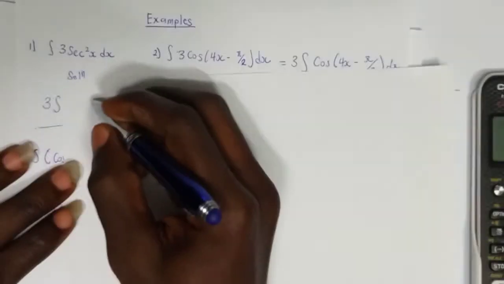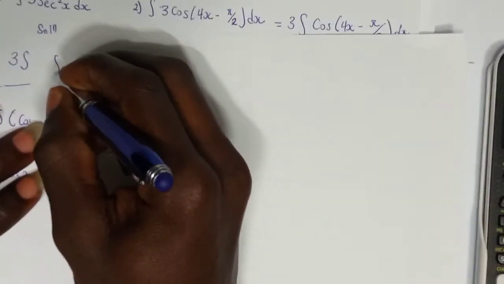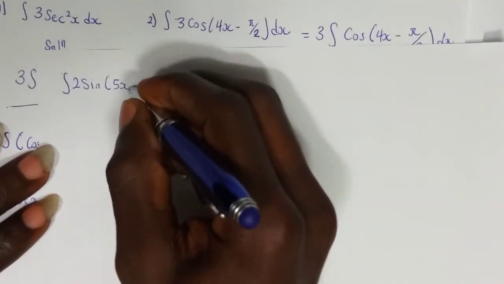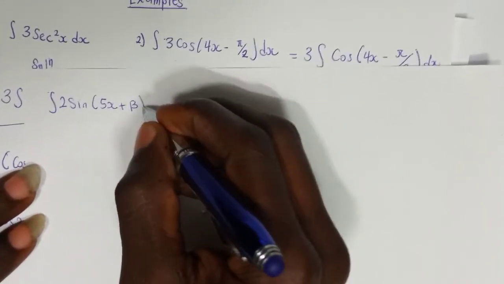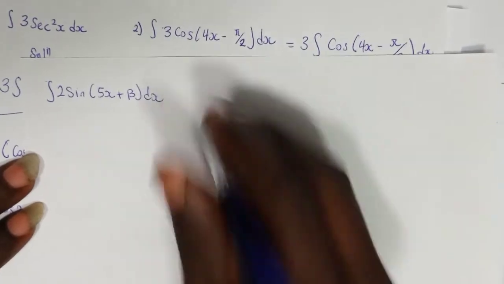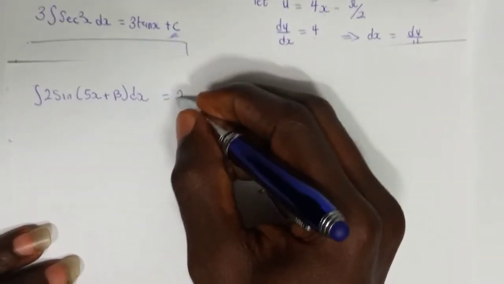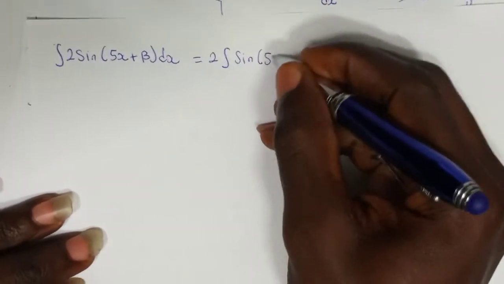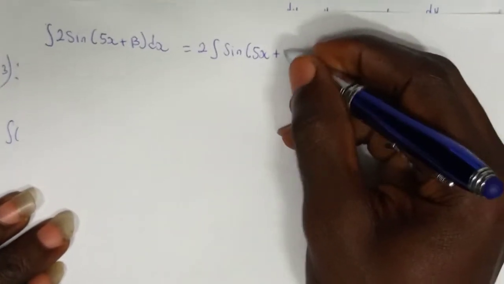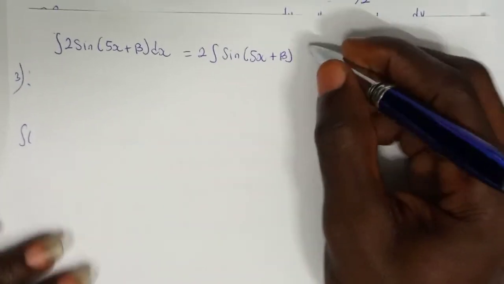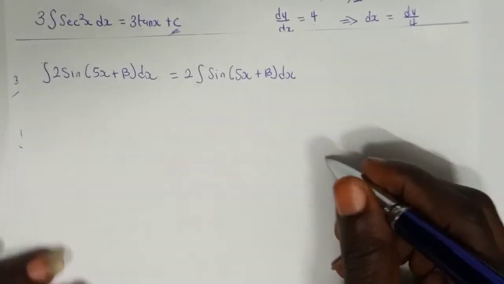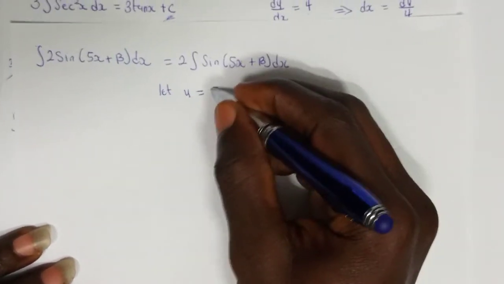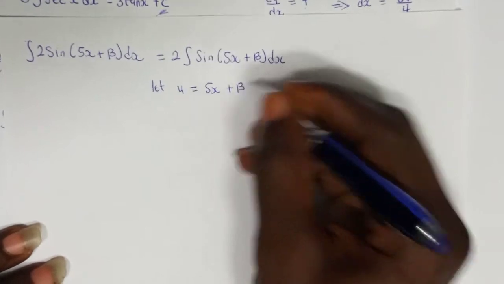More questions. Integral of 2 sine into bracket 5x plus beta bracket close dx. So this, we are going to get 2 integral of sine into bracket 5x plus beta bracket close dx. So this, I will let u be equal to 5x plus beta. That's substitution method.